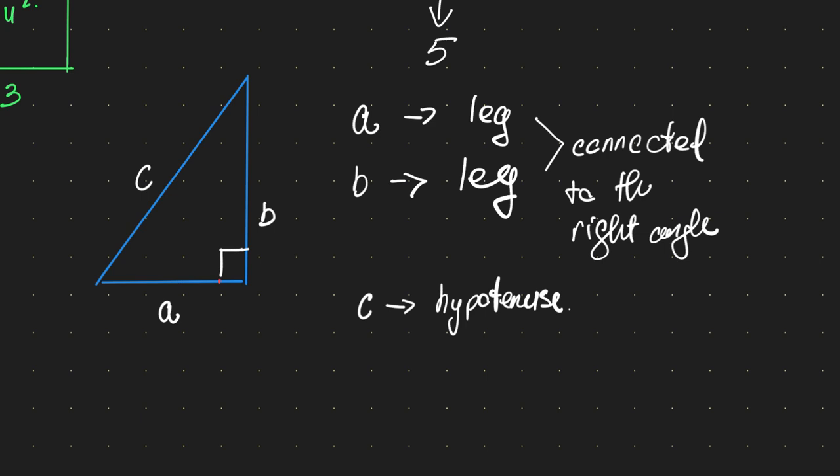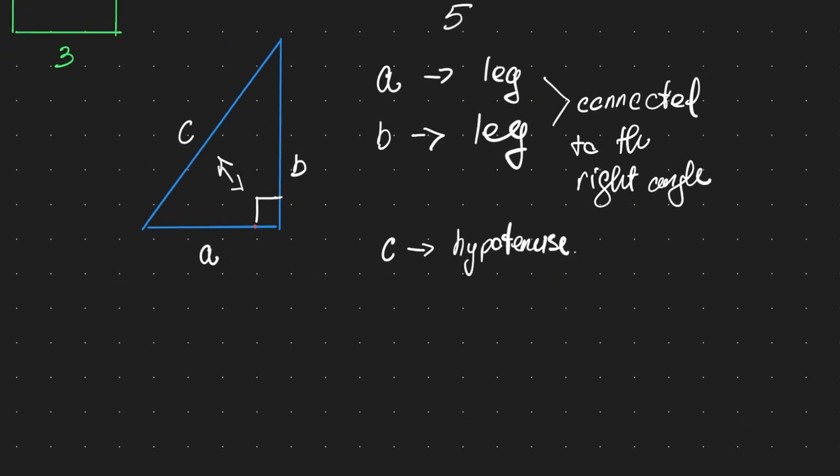Okay, so it's a hard name to remember, but if you can remember, that's the longest side and it's across from the right angle. You will know that is the hypotenuse. And so let's go ahead and write our equation for our Pythagorean theorem.